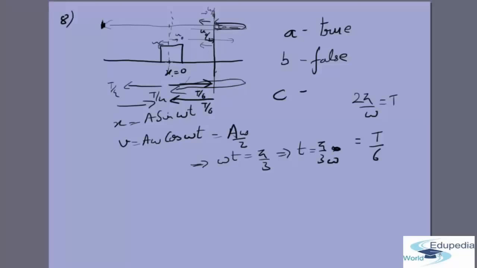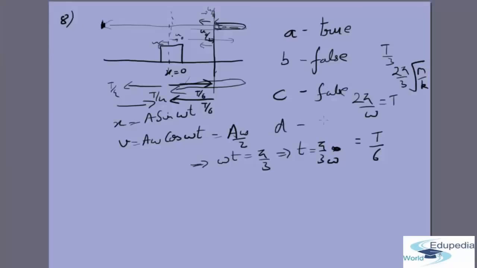So when does the maximum compression occur? It occurs at 2T by 6, that is at time T by 3. T by 3 is, since T is 2 pi by omega, 2 pi by 3 root m by k, which is not 4 pi by 3 root m by k. So C is wrong. C is false.